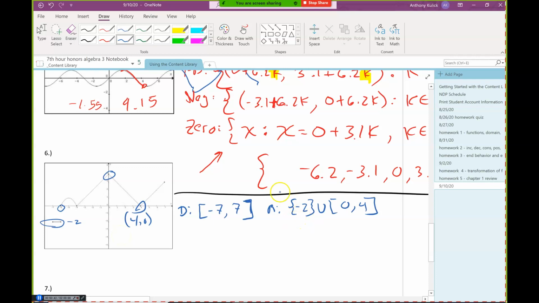So this was a little bit sneaky, having to add in that extra -2 there, but I think we had done an example where something like that had happened, so it shouldn't have been too unfamiliar.